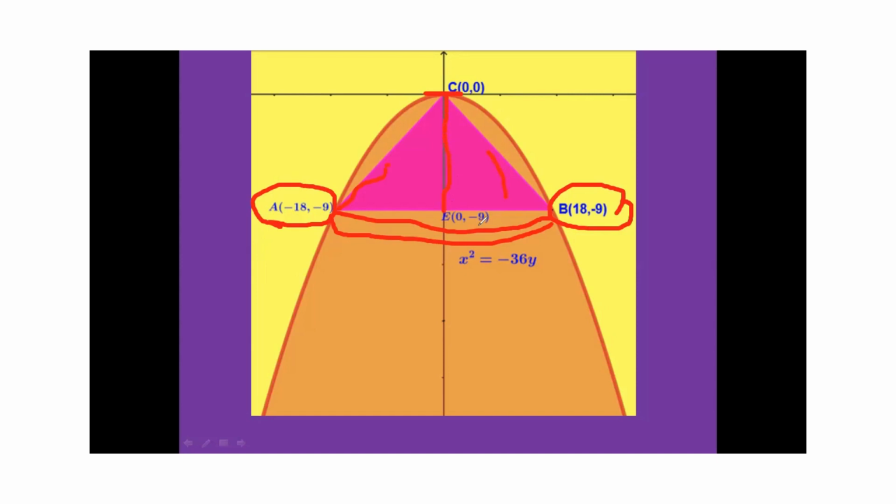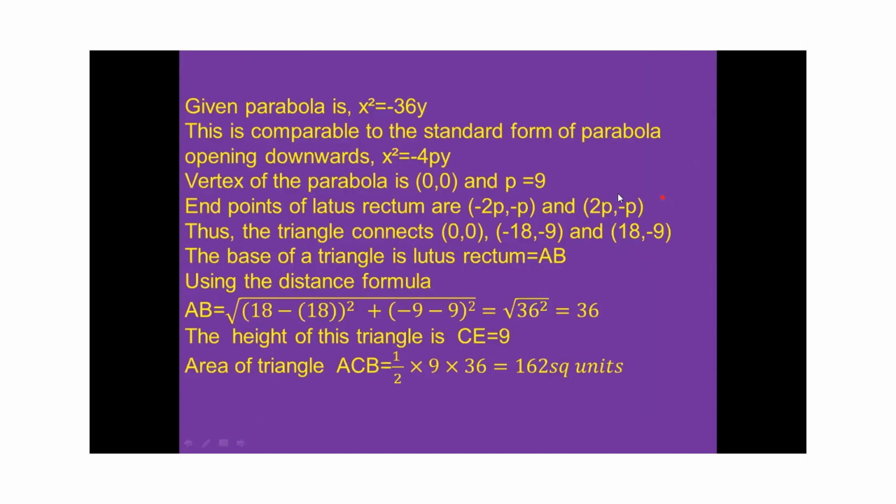Using the formula for the area of a triangle, half times 9 times 36 equals 162 square units. This is the area of the triangle formed by the endpoints of the latus rectum and the vertex of the parabola.